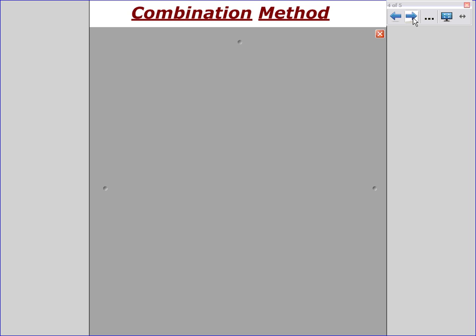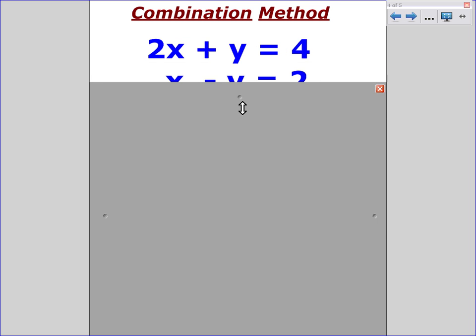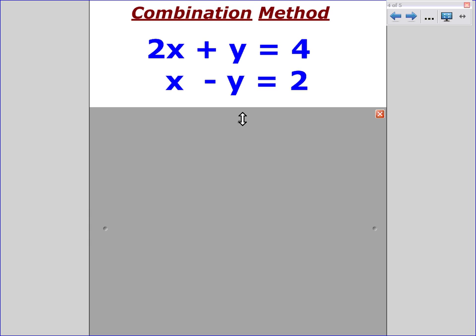My second example is the combination method. The combination method looks this way. Now I have two equations of a line. Sometimes it's as easy as taking these two equations and adding them together. My objective is to take the two equations, add them together, and either my x's cancel out or my y's cancel out. Remember, in this equation, notice that the y values are opposites.